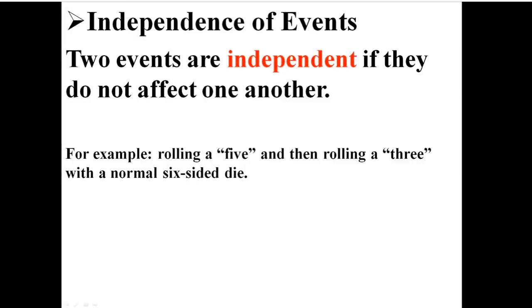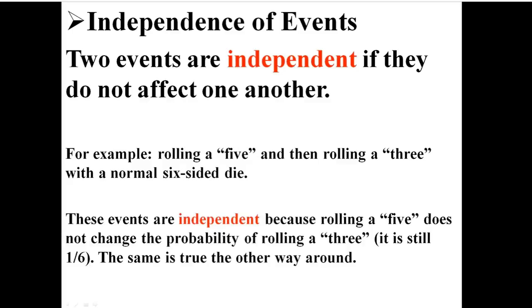Like, for example, rolling a 5 and then rolling a 3 with a normal 6-sided die. These events are independent because rolling a 5 does not change the probability of rolling a 3. It's still going to be 1 out of 6. And the same is true the other way around. Rolling a 3 will not change the probability of rolling a 5.